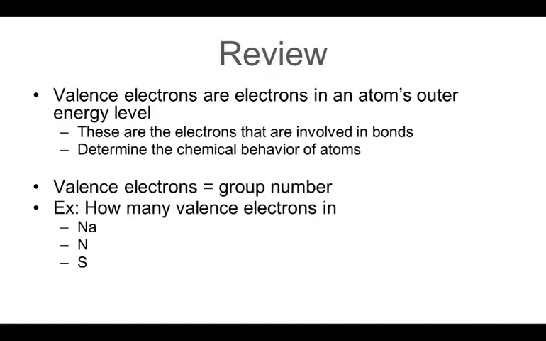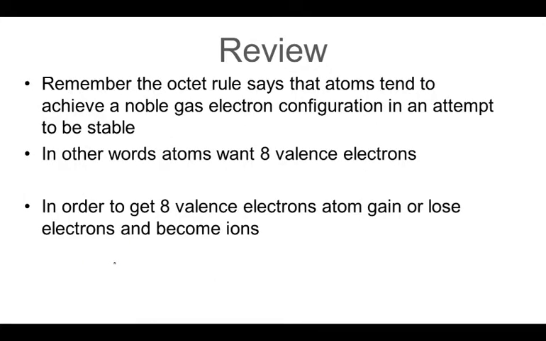First we need to make sure we're all on the same page as far as valence electrons. You should all be pros of valence electrons now. Remember, they're the electrons in the atom's outer energy level. Just to refresh, we need to know how many valence electrons each of these have. Sodium is in the first column, group 1A, so it has one valence electron. Nitrogen is in group 5A, so it has 5, and sulfur is in group 6A, so it has 6 valence electrons. Once again, this is all just review. You can stop and read it on your own.